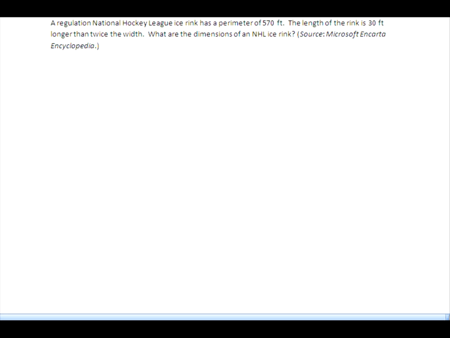So the first thing I'm going to do is set up my two variables. I'm going to define what those two variables are. It looks to me like we're looking for the dimensions. That's what the question asks. So we're going to let L equal the length of the ice rink. Then we would let W equal the width of the ice rink.